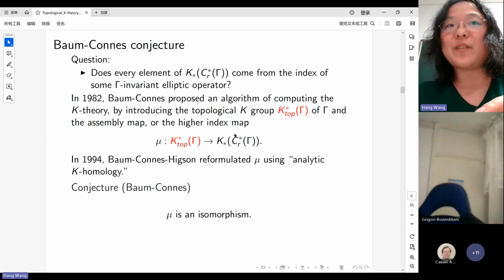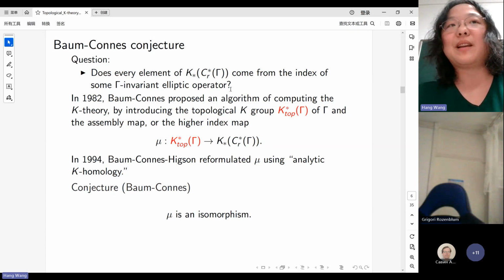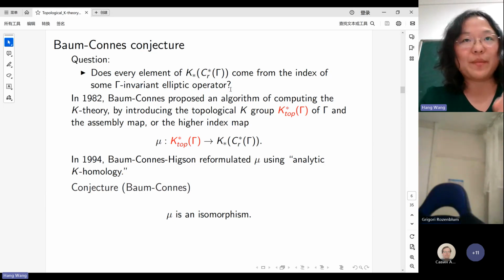If this conjecture is true, then one can say that every element comes from the K-theory of the group C-star algebra. A reduced group C-star algebra element is a higher index of some gamma-invariant elliptic operator. So this builds a nice connection between operator algebra and geometry.